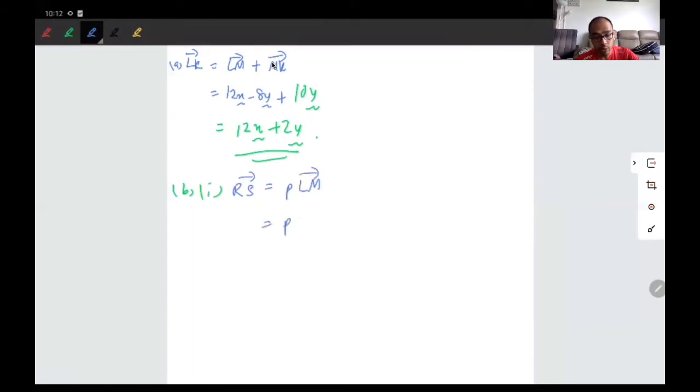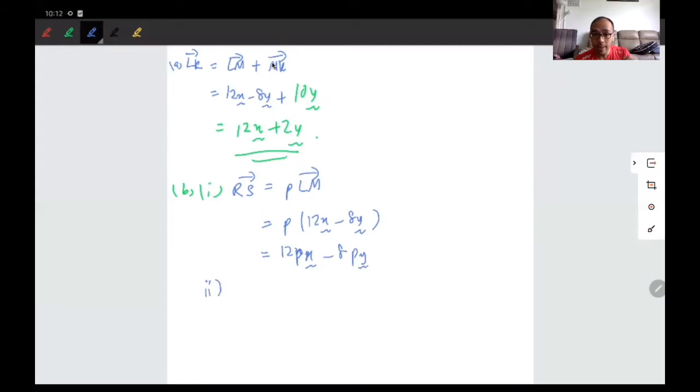LM is actually 12x minus 8y. Okay, I'm going to leave it there first. If you want to write 12px minus 8py, also can, no problem. Either way is totally fine.